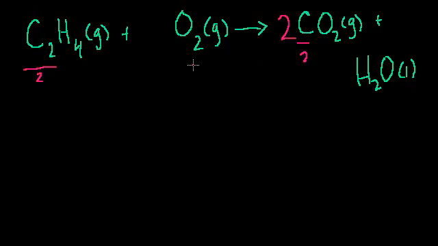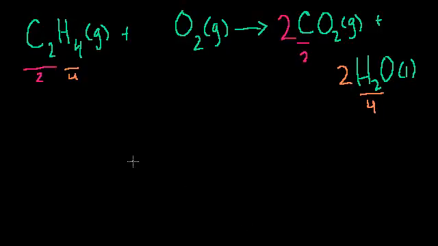Remember, I wanted to do the oxygens last because I can just set this to whatever I want it to be without messing up any of the other atoms. So on this side of the equation, I have 4 hydrogen atoms. How many hydrogen atoms do I have on this side? I have 2 hydrogen atoms right there. So I want to have 4 on both sides, so let me put a 2 in front of the water. So now I have 4 hydrogen atoms.